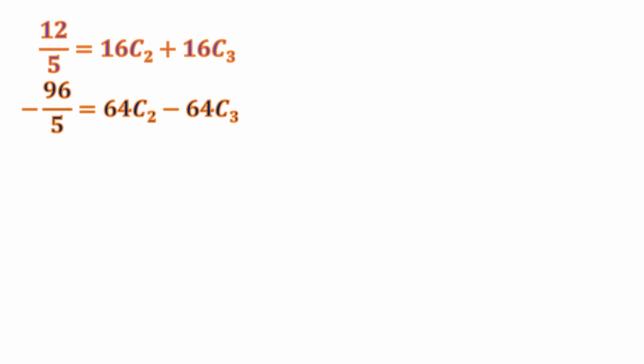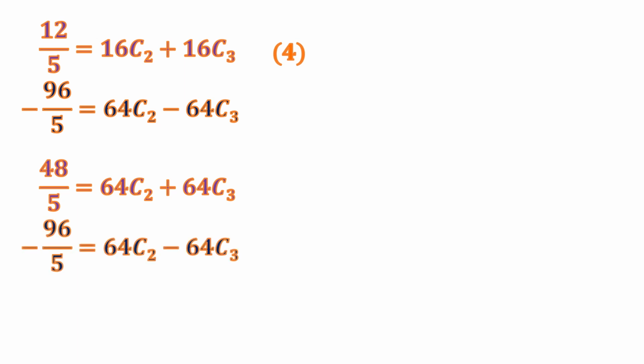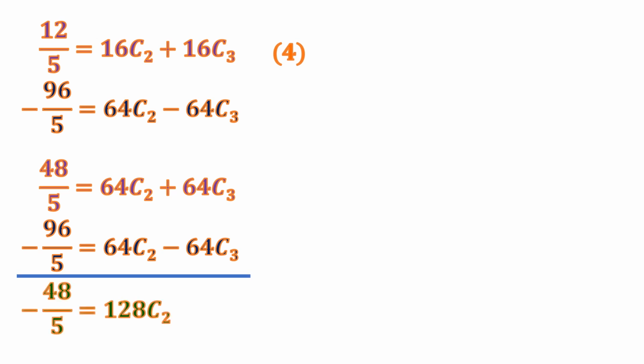And so we want to eliminate C3. So we will multiply the violet by 4 so that the C3 will be gone. So distribute the 4, becomes 48 fifths equals 64C2 plus 64C3. Copy the blue. Then combine, so the C3 will be gone. So the result will be negative 48 fifths equals 128C2. So let's copy and then divide both by 128 to get the C2. So C2 is negative 3 over 40.